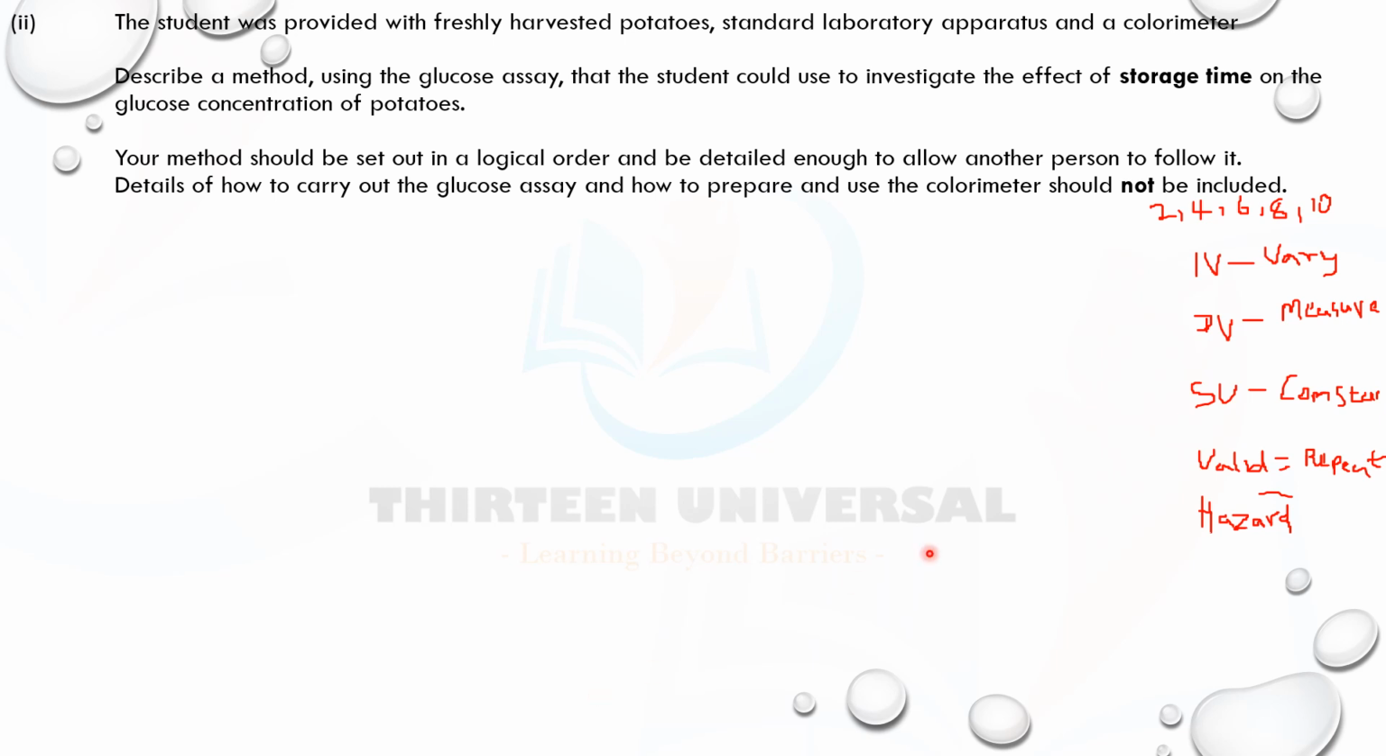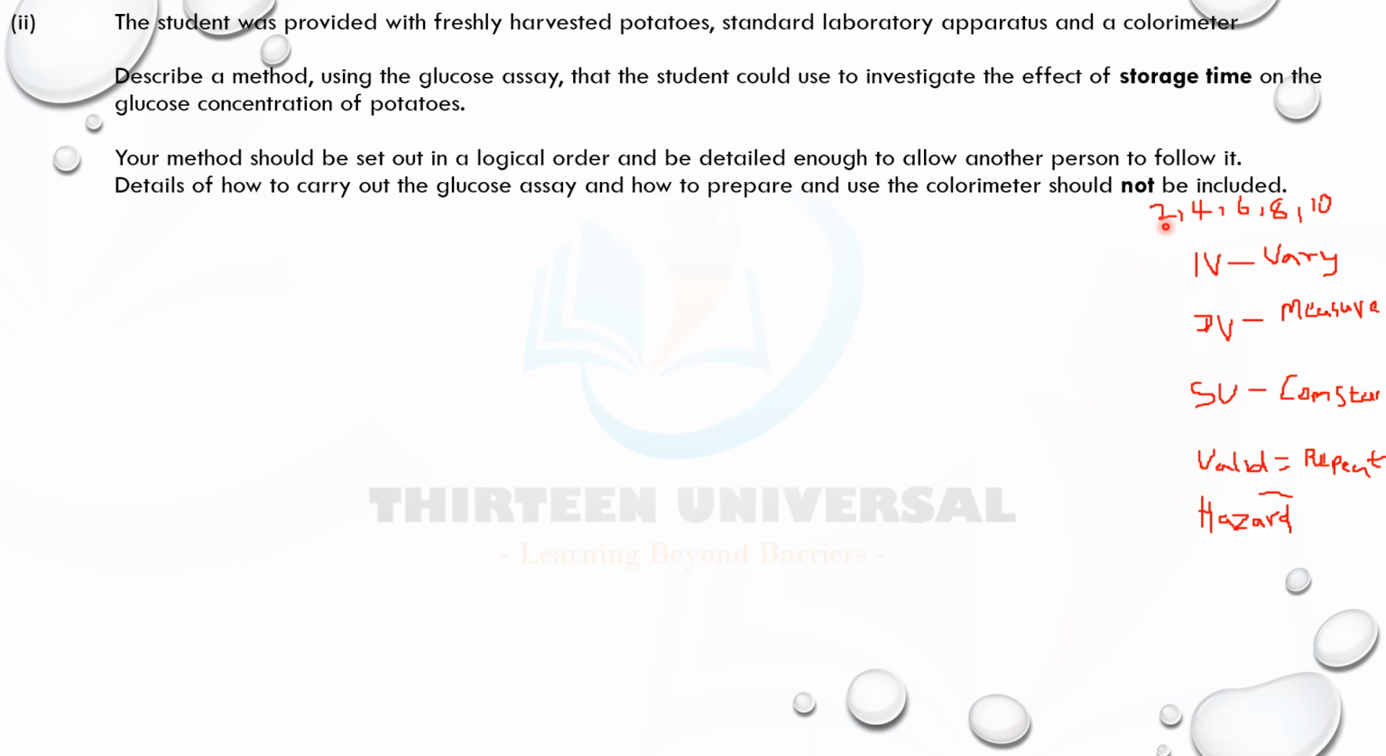You now have to start writing them line by line, and make sure that you use your imagination a lot. Imagine yourself in the lab and you're the one doing this. So take potatoes and store them for different storage times: 2 days, 4 days, 6 days, 8 days. For each storage time, the potato must be of the same species, the same age. Use the potato to prepare potato juice.